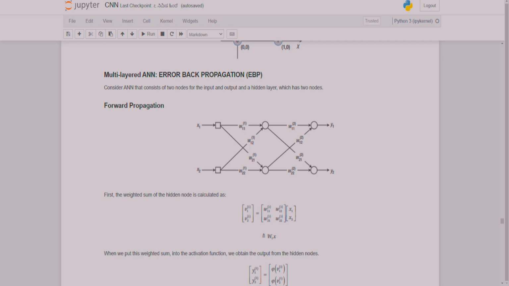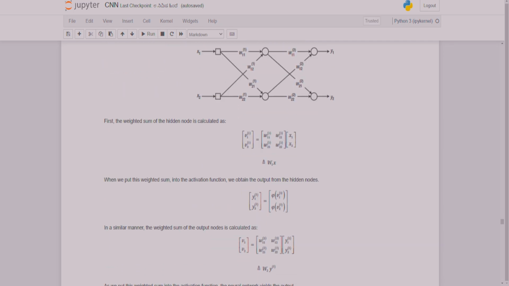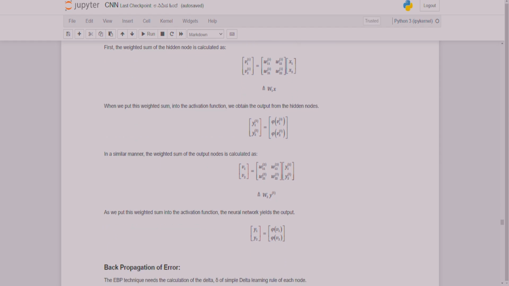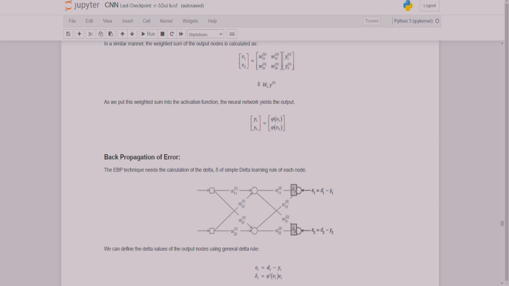In EBP we understood that the first step is the forward propagation: give some inputs and calculate the output. We also understood that we can use the matrix representation for easier calculation and for programming purposes. That is going to be very helpful. So these are the equations which we had used.